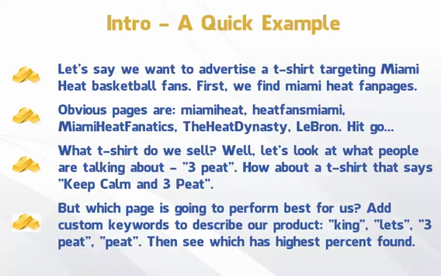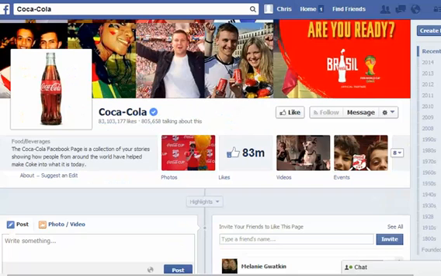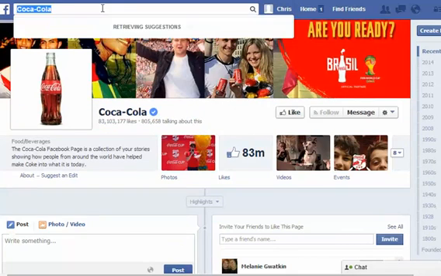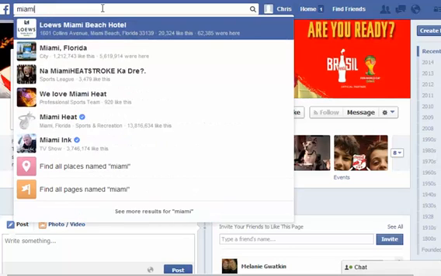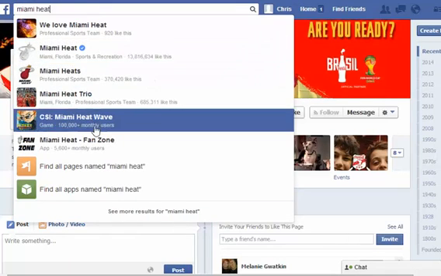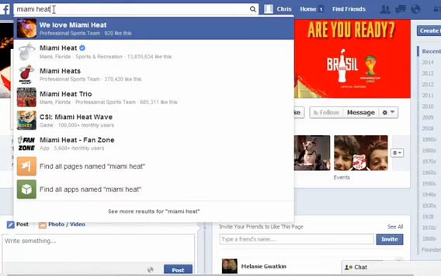Let's say, for example, that we want to advertise a t-shirt targeting the Miami Heat basketball team. Essentially we want to find people who like the Miami Heat and fan pages that relate to the Miami Heat. So if I just go over to Facebook and do a quick search and type in Miami Heat, it'll bring up a list of possible pages we can target.